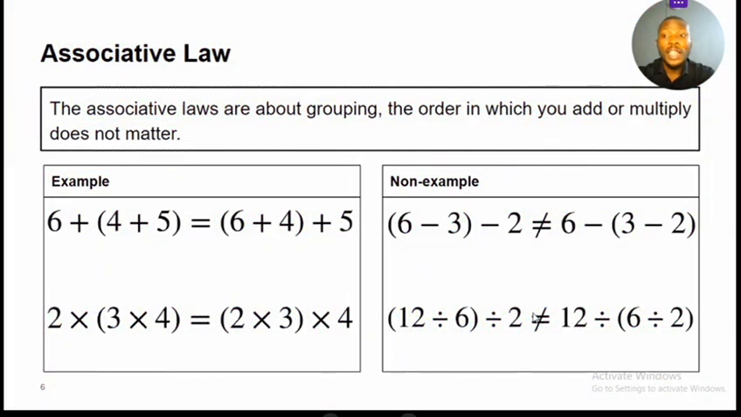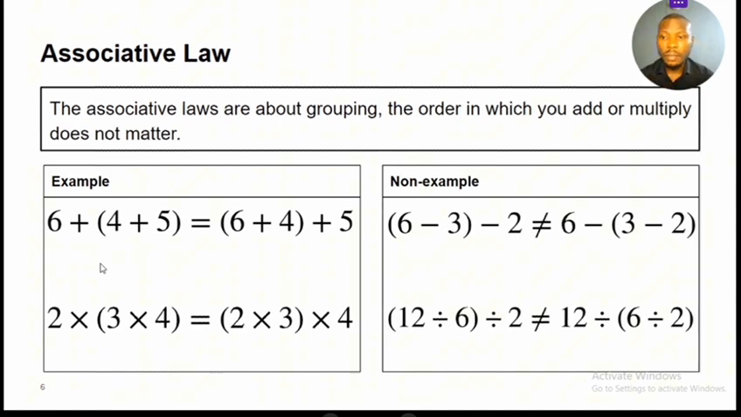Associative law. The associative laws are about grouping. Now, the order in which you add or multiply does not matter. Now, look at the first example. Look at this. 6 plus open bracket 4 plus 5 close bracket. Now, I can change this to 5 plus 6 first before I add the 4. Or I can say 6 plus 4 before I add the 5. I will still get the same correct answer.